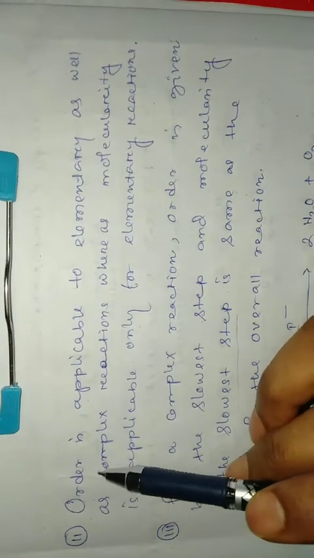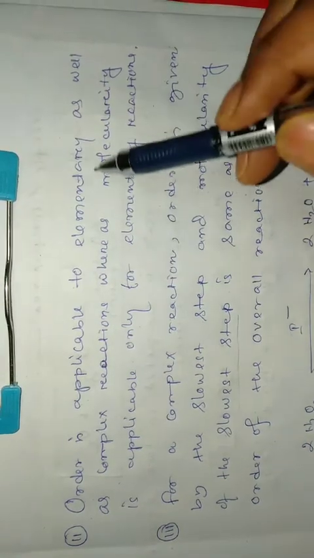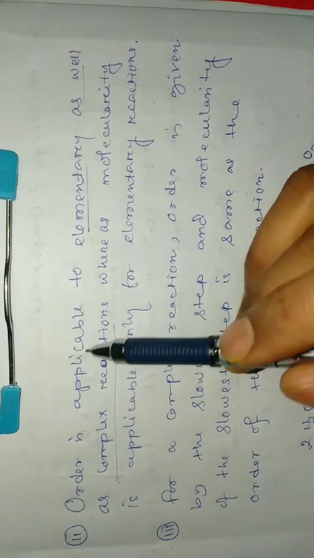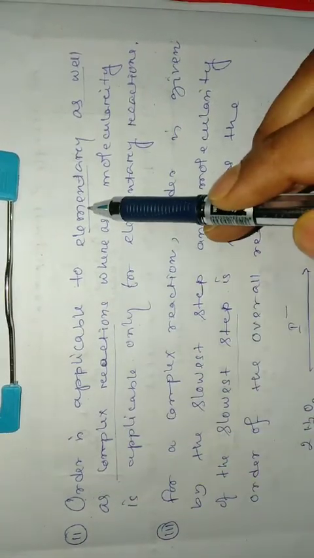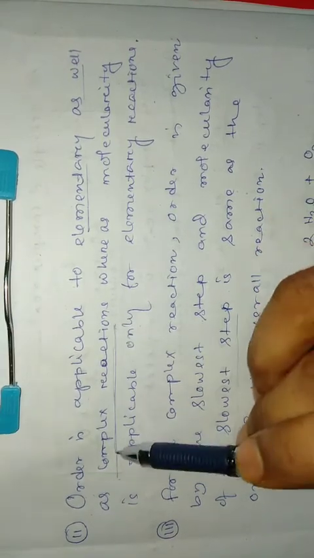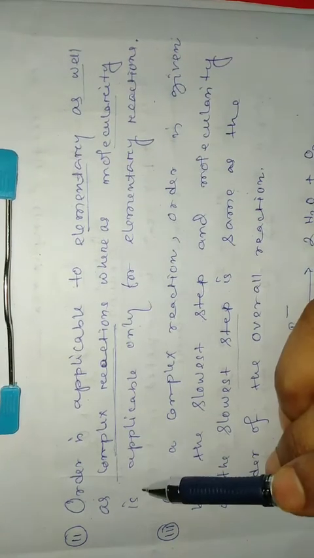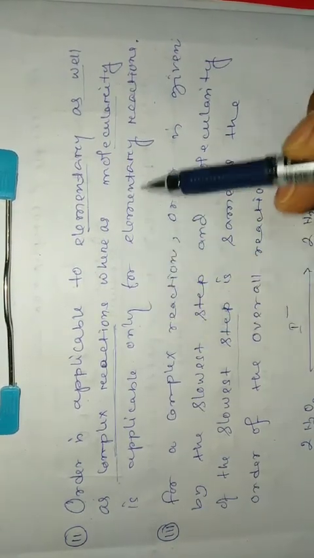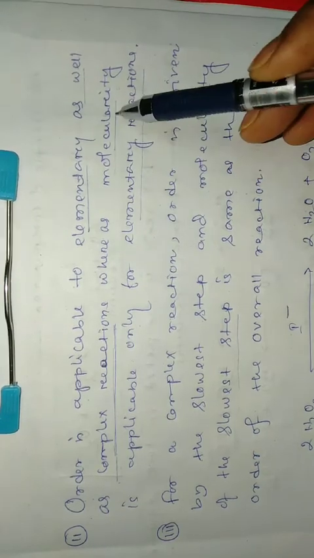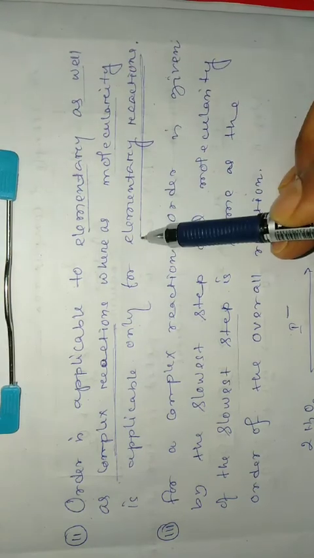Next difference between molecularity and order. Order is applicable to elementary as well as complex reaction. Order elementary and complex दोनों reaction से related है, दोनों reaction के लिए applicable है. लेकिन molecularity, whereas molecularity is applicable only for elementary reactions. So molecularity term is related to only what type of reactions? Elementary reactions.